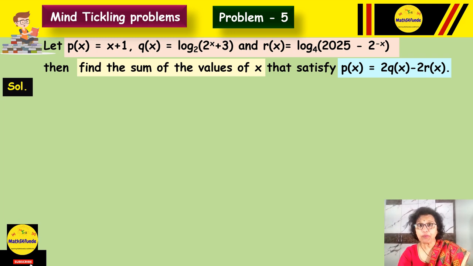Today's problem is the fifth problem. That means the previous four problems, I guess you must have solved. You must have enjoyed them too.